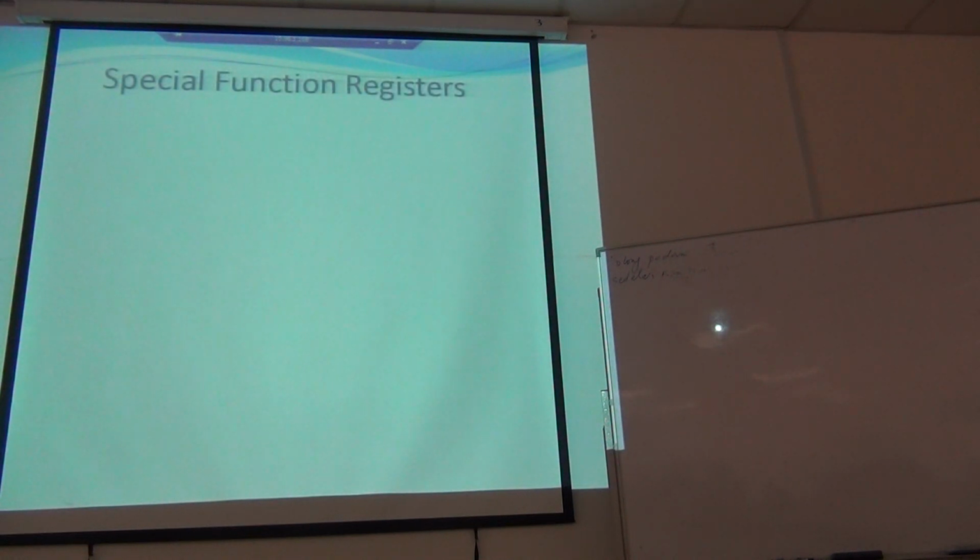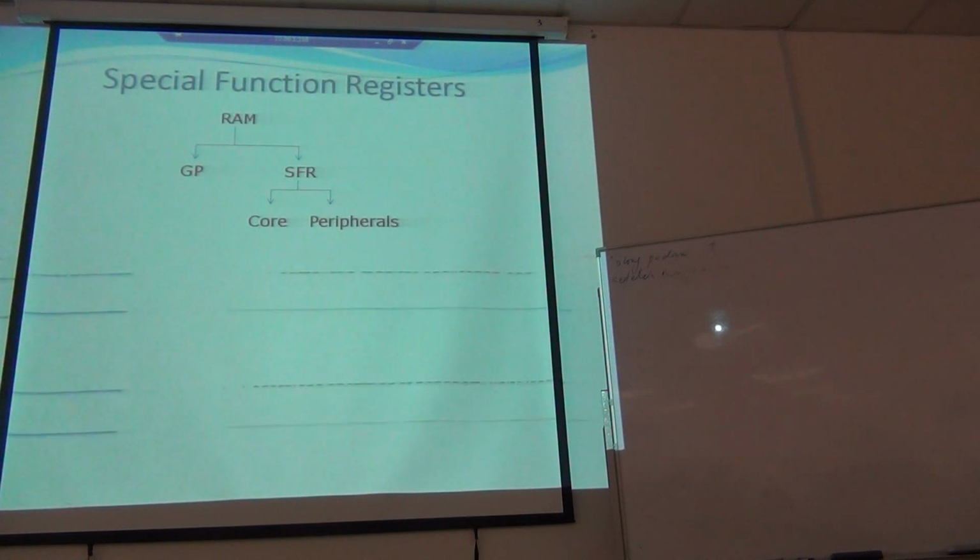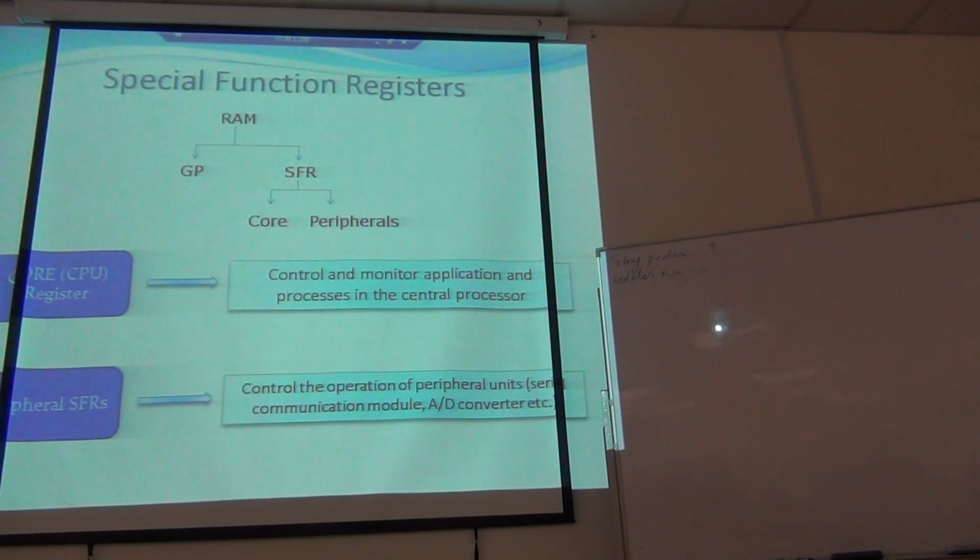Okay, these are the registers. Registers are under RAM. Under RAM, we have the registers, and the registers are divided into two categories. One is general purpose, and the other one is special function registers. These two categories are under RAM. So the difference is that.